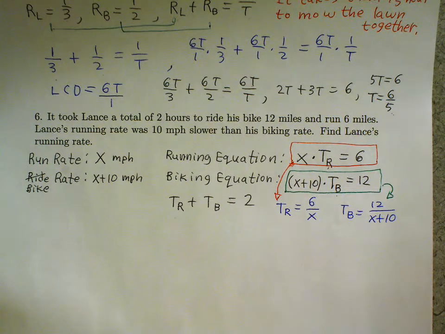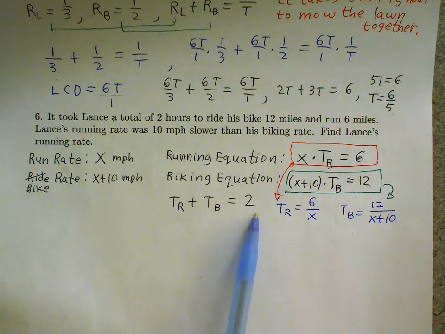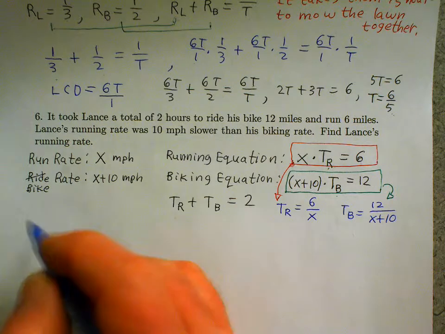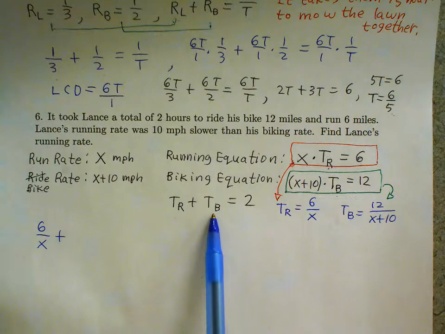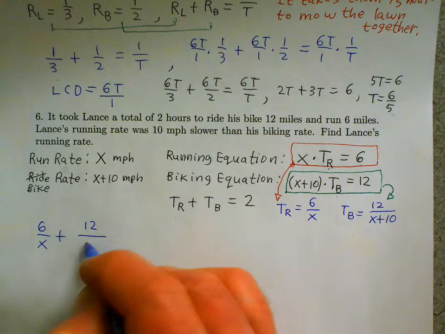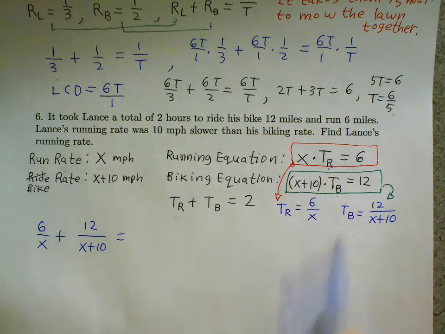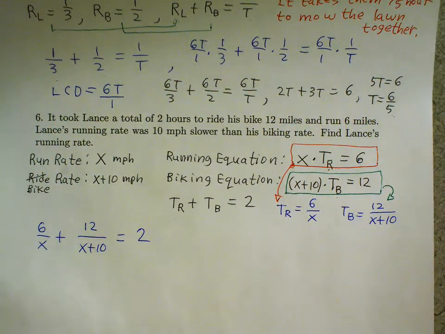Okay, now we can write an equation whose only variable is x. So in this equation, T sub r plus T sub b equals 2, we're going to replace T sub r with 6 over x. So we'll get 6 over x plus, and then we're going to replace T sub b with 12 over x plus 10. So we get 12 over x plus 10. And the sum is 2.